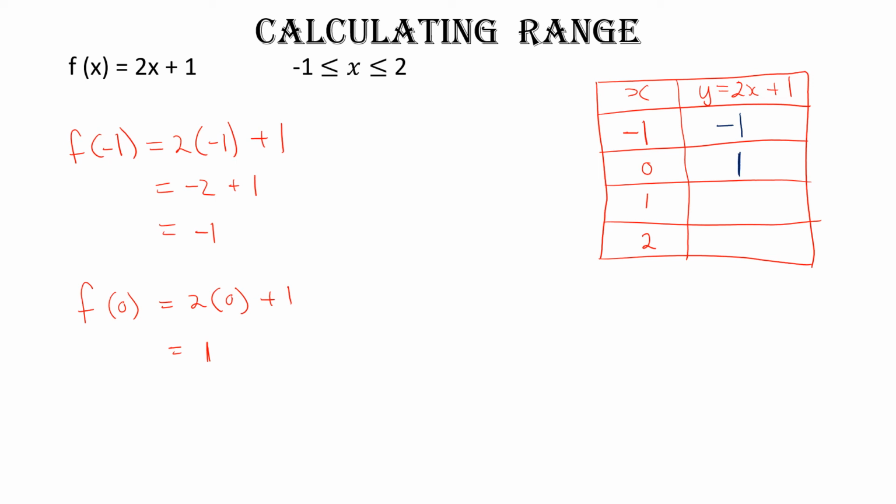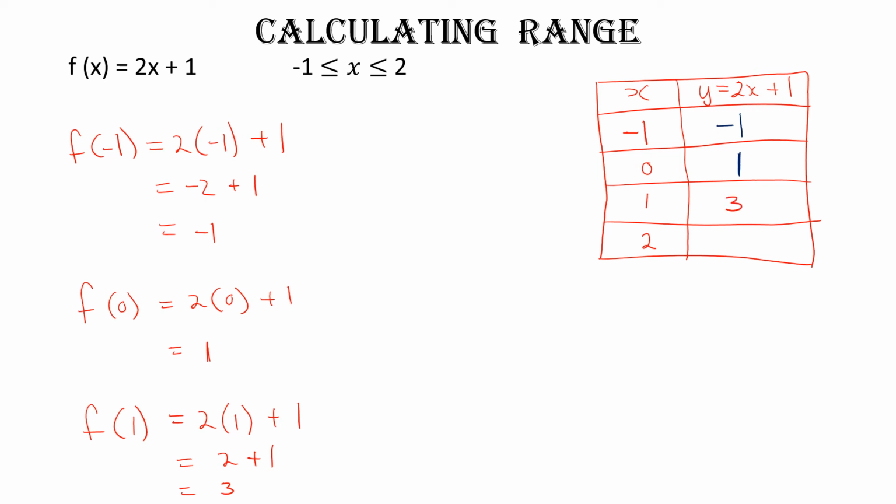Then let's find f of 1, positive 1. And you have to be very careful. A lot of students believe f of -1 and f of positive 1 are the same. But no, you have to be careful, because look at what's going on here. 2 multiplied by 1 plus 1 is actually the same as 2 plus 1, and this is actually 3. So f of 1 is 3.